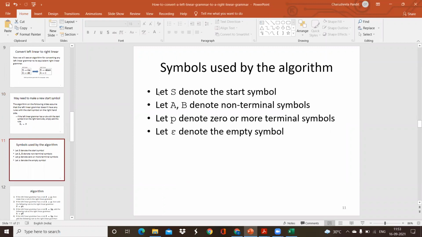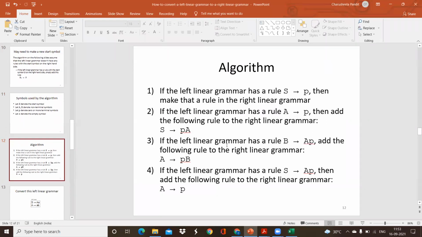So these are a few notations. S is the start symbol, A and B are non-terminals, P is zero or more terminals, and this particular symbol epsilon denotes the empty symbol. So this algorithm you have already noted. If all the four steps are in front of you, if you have jotted them down in your copy, I think it will become easy for you to understand which steps are used for the conversion.